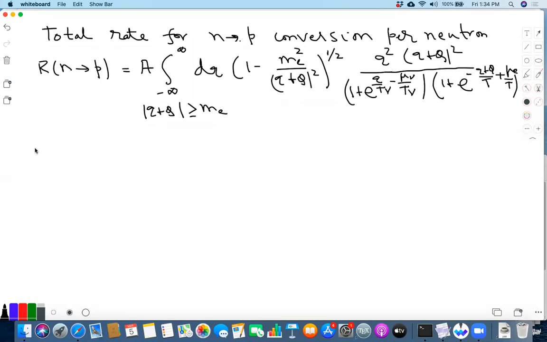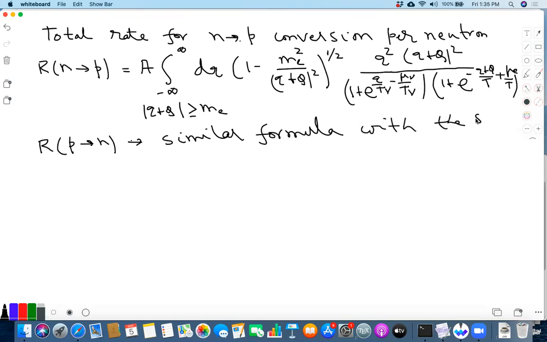Yes, so these are the formula for R N to P, and then there is a formula for R P to N. This is the rate for P to N conversion per proton. And this was given by a similar formula, with the sign of the exponents reversed. So sign of the exponents in the denominator reversed.